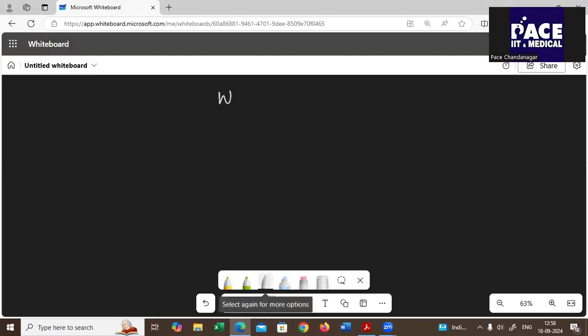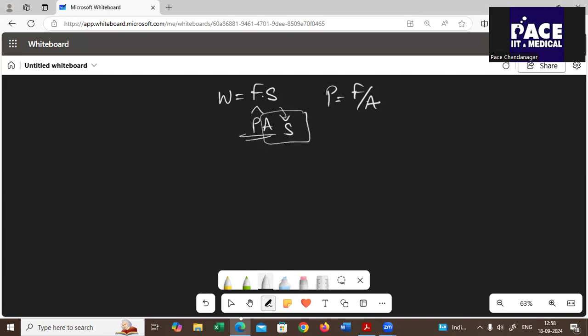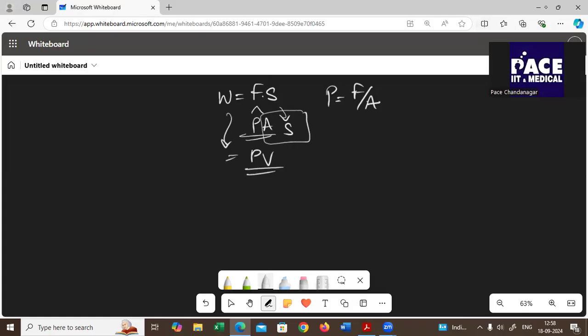Why? Because work is equal to F into S, force into displacement. Force is nothing but, if I have pressure, pressure is equal to force by area, then force is equal to pressure times area. And this is S, area and displacement. Area and displacement is nothing but volume. So P times V is your work done here. So this is how you will always get PV as your work.